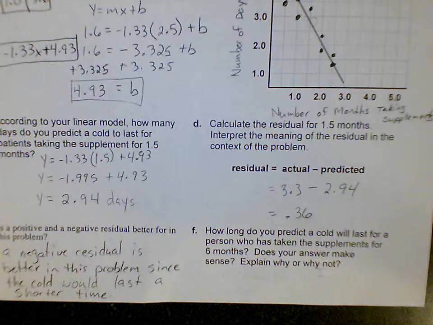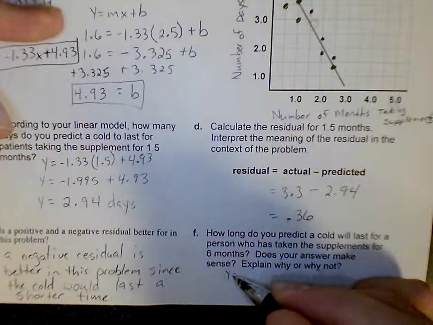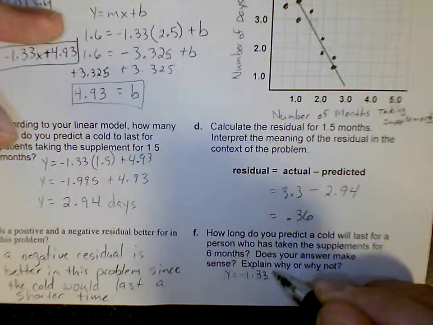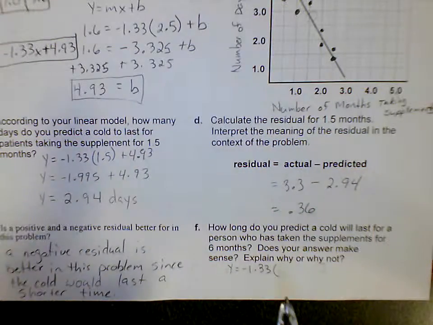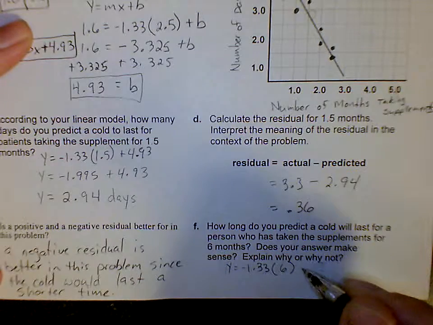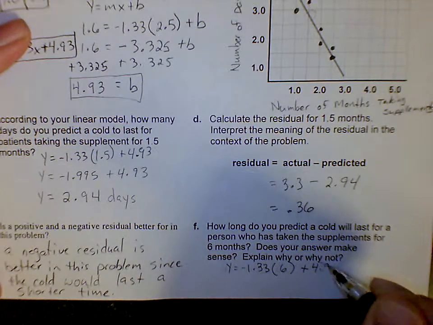For how long do you predict a cold will last for a person who has taken the supplements for 6 months? Does your answer make sense? Explain why or why not. So in our equation, we've got y equals negative 1.33. Remember that the number of months taking the supplement is my x, so that's going to be 6 in this problem, and then plus the 4.93.